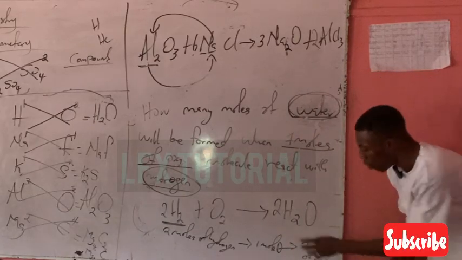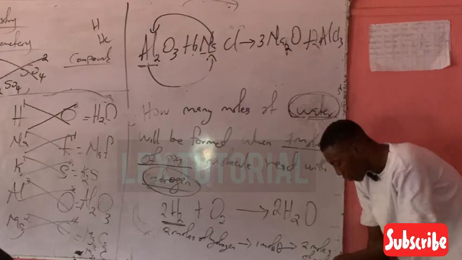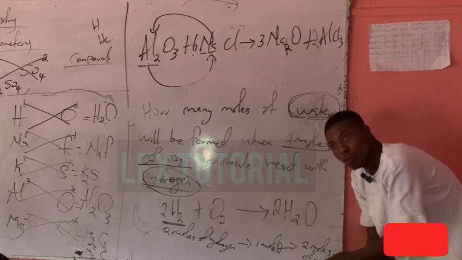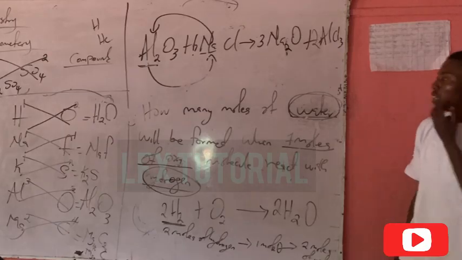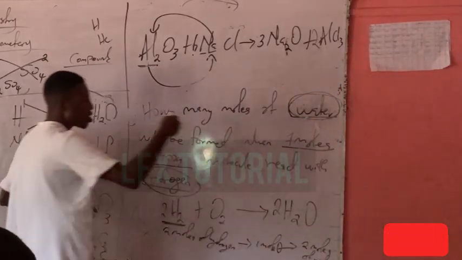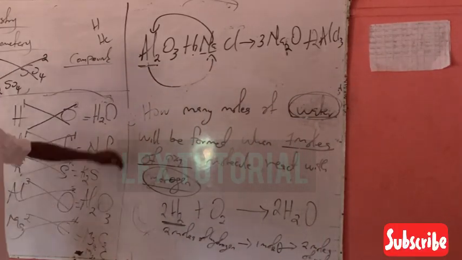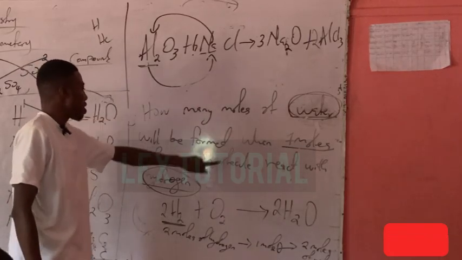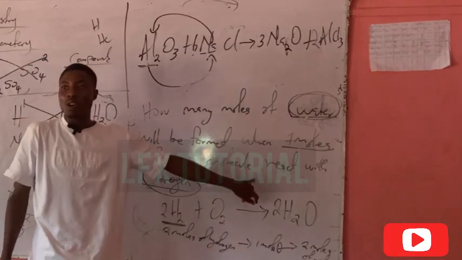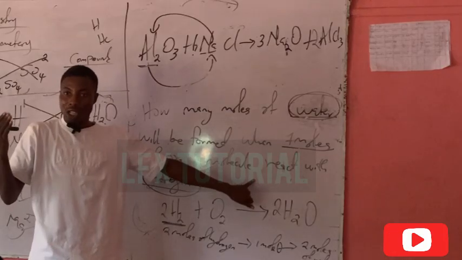Oxygen to form what? 2 moles of water. This is what it is. Now, the question says: how many moles of water will be formed when 7 moles of oxygen molecule react? JAMB. Do you understand now?